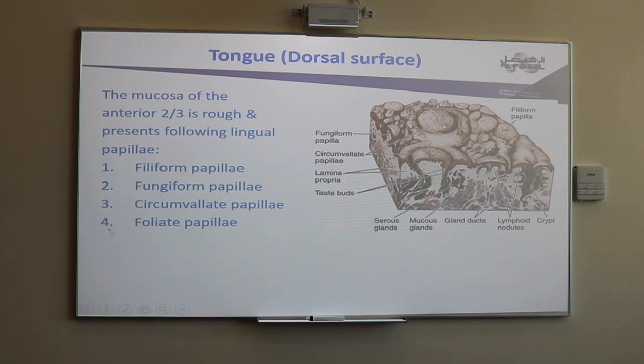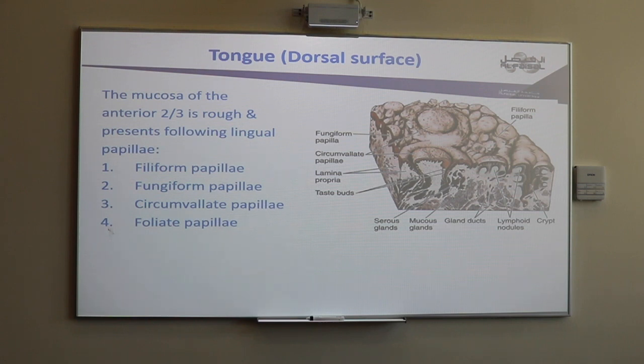Khandaq. Trench. A crest, a trough, a moat. A cavity all around. I call it khandaq. So this is called circumvallate. Around the wall there is a khandaq. And the 4th is called foliate, leaf-like. So how many papillae are there? They are named based on their shape.